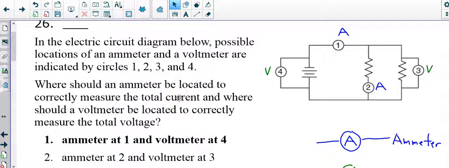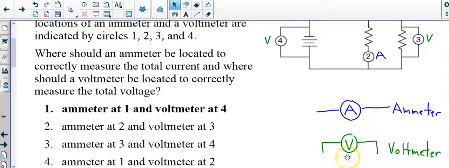Okay, once again, we have a parallel circuit. In the electric circuit diagram below, possible locations of an ammeter and voltmeter are indicated by the circles 1, 2, 3, and 4. Where should an ammeter be located to correctly measure the total current, and where should the voltmeter be located to correctly measure the total voltage?